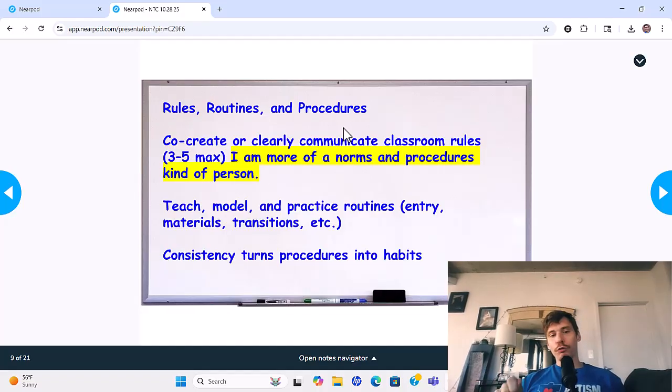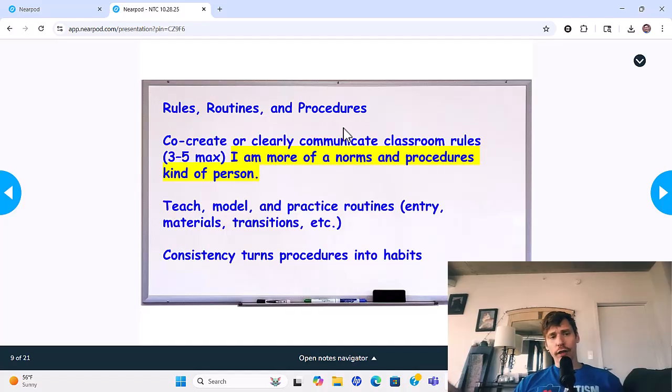All right. So, rules, routines, and procedures. The recommendation is if you're going to set classroom rules, to have 3 to 5 rules max. And these should be positive statements, what students should do, rather than what students should not do. I'm going to be really honest and say that I'm not really a rules person. I'm more of a norms and procedures kind of teacher.